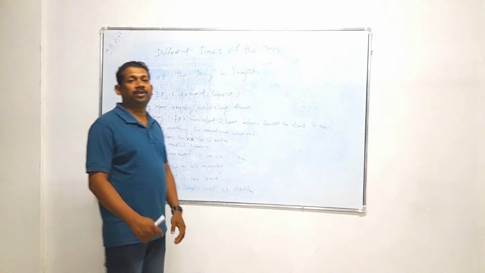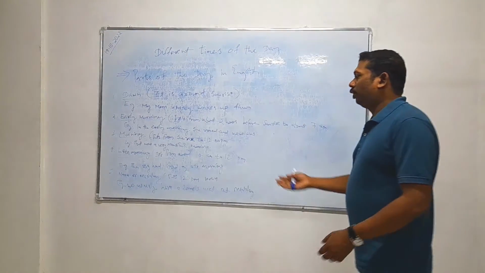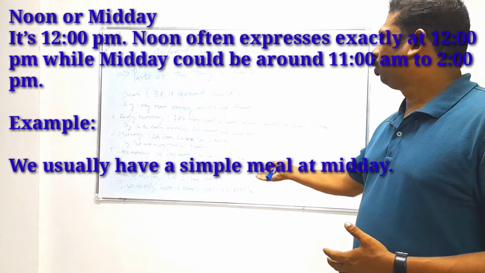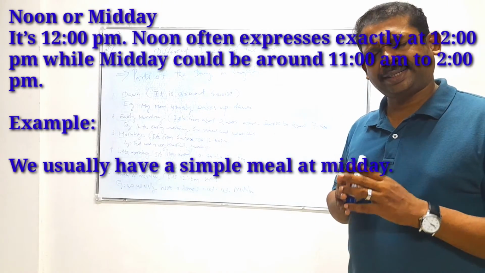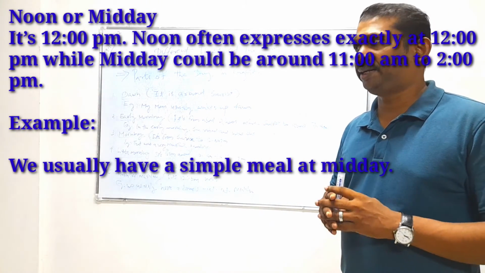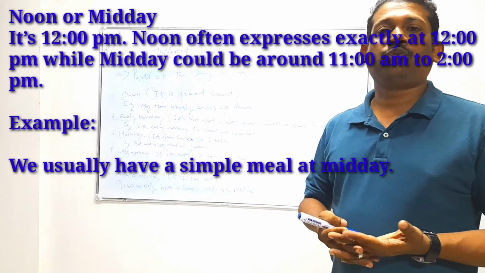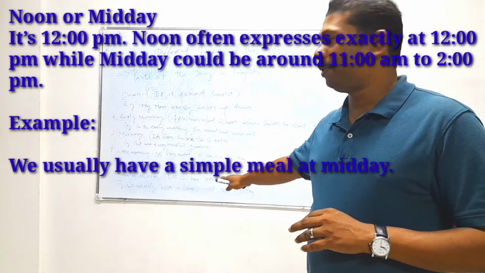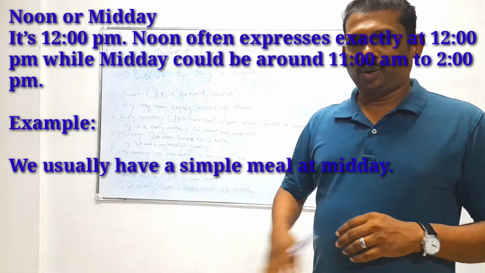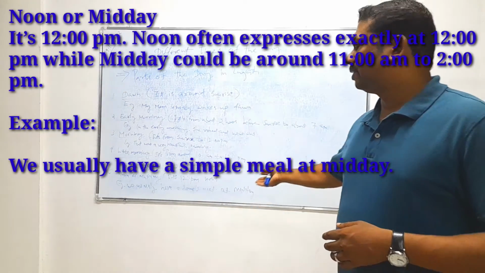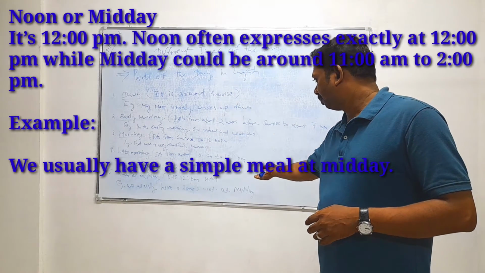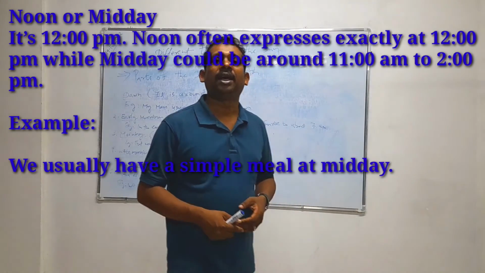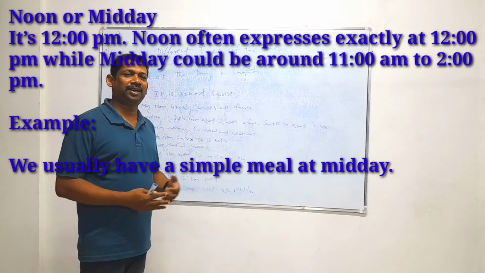Okay. Now let's see noon or midday. What do you mean by noon or midday? Noon or midday is exactly 12 p.m. We usually use midday or noon. For example, we usually have a simple meal at midday.